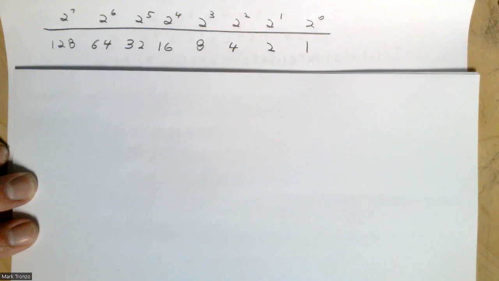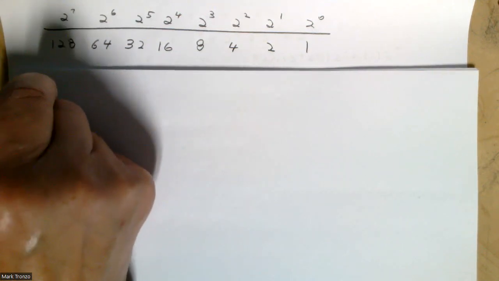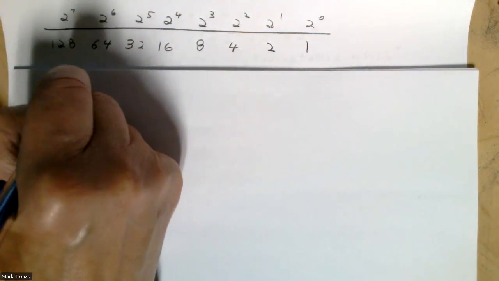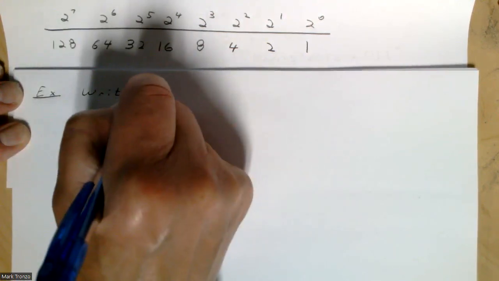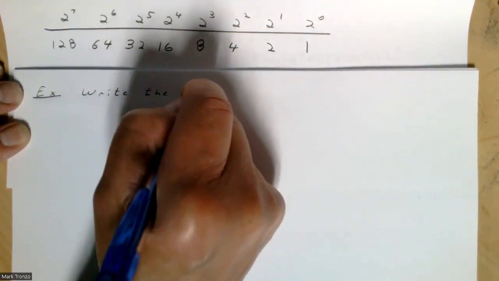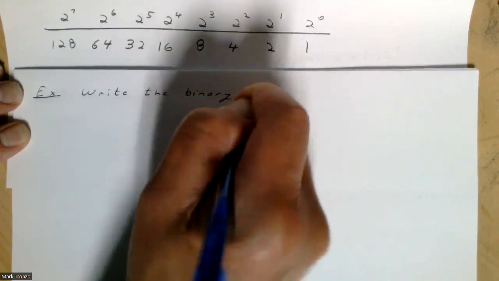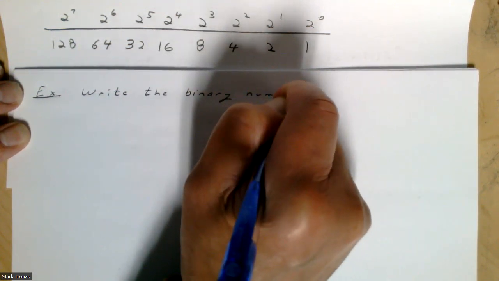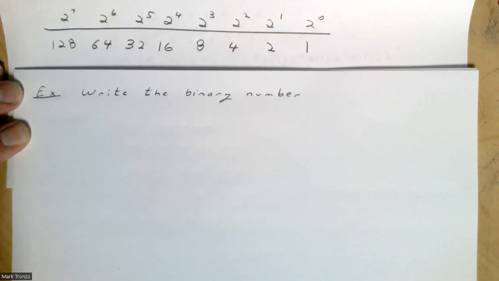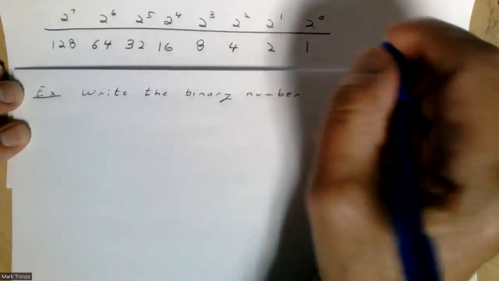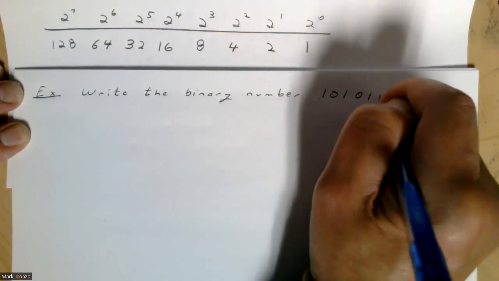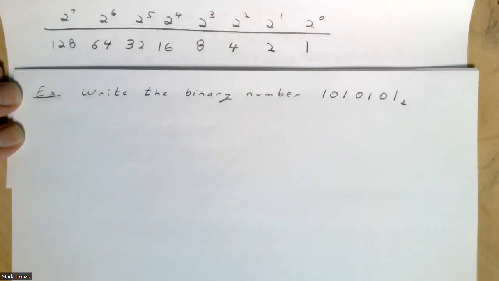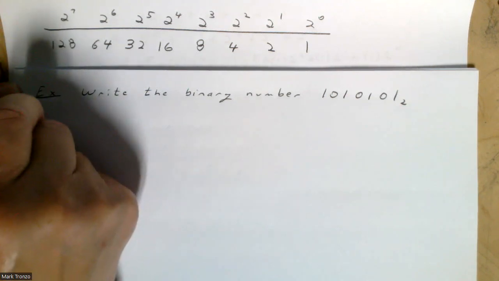Now let's go in the other direction. Let's write binary numbers in decimal form. Write the binary number 10101 in decimal form.